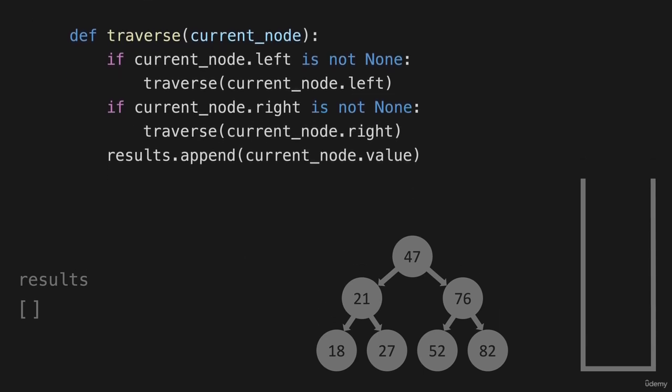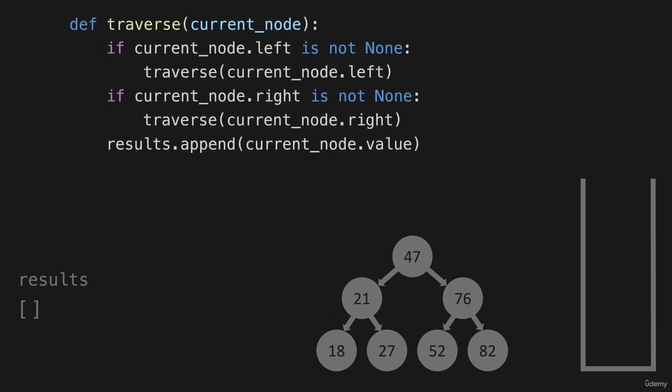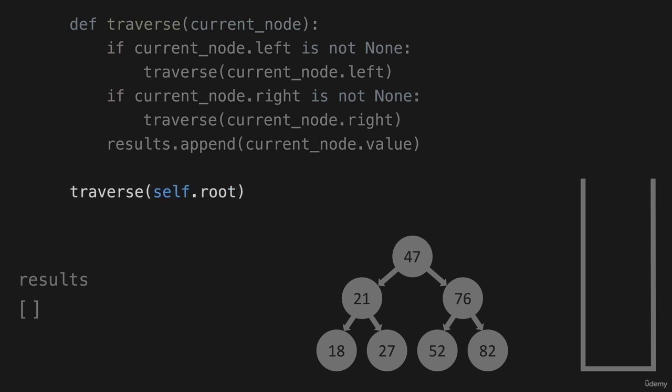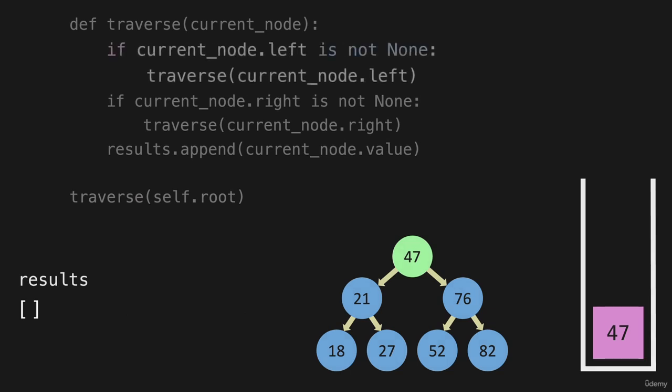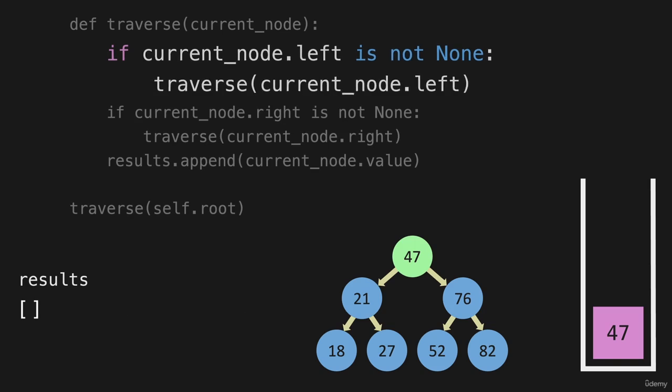So I'm going to move this up like this, and we'll kick this off by running traverse on the root. And when we do, that gives us an instance of the traverse function that is added to the call stack. Now 47 is going to look to the left first. There is an item on the left, that's the 21 node. So now we're going to run traverse on the 21 node.